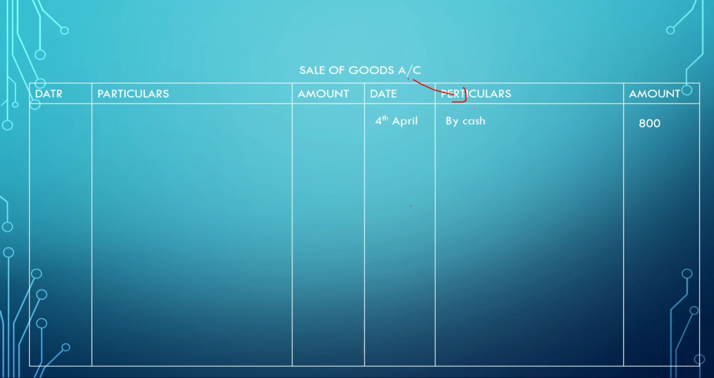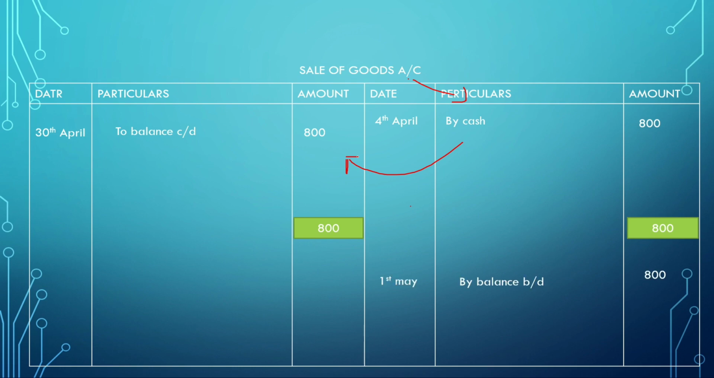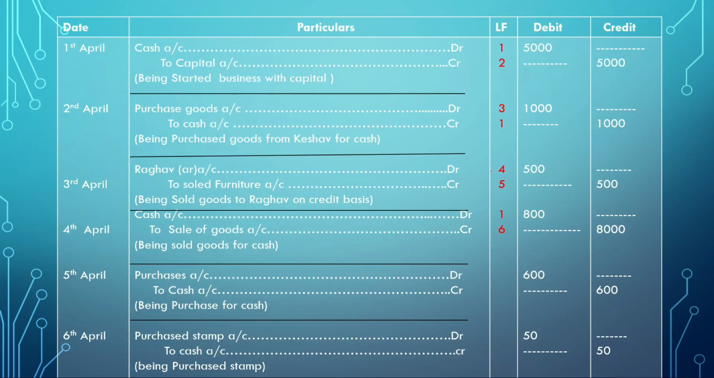Here, by cash, in the debit side there is no item, so we want to balance. The bigger amount will be balanced on both sides, 800 and 800. The deficit amount will be carried from the credit side to the debit side. The deficit is 800 rupees, so we call it balance carried down on the 30th April. This balance will be opened as the new balance in the next month, 1st May: balance brought down 800 rupees. Okay, and we completed the sale of goods account.